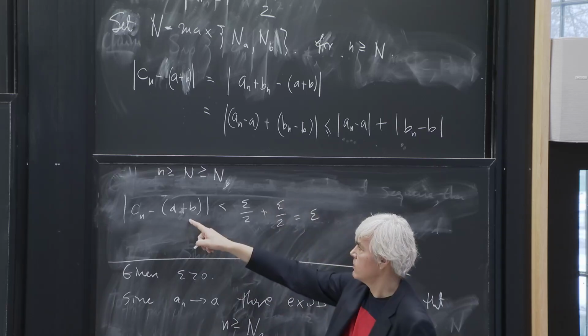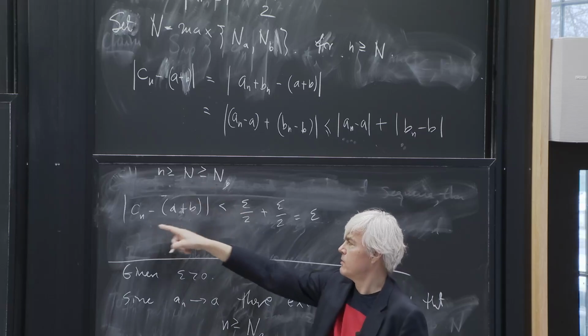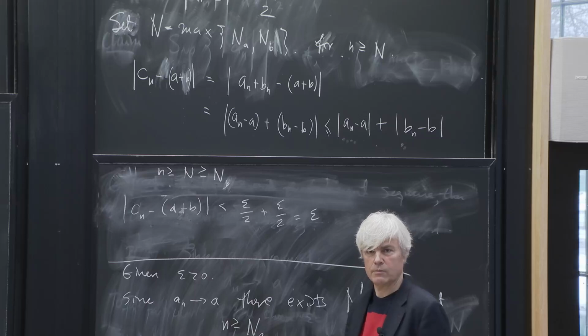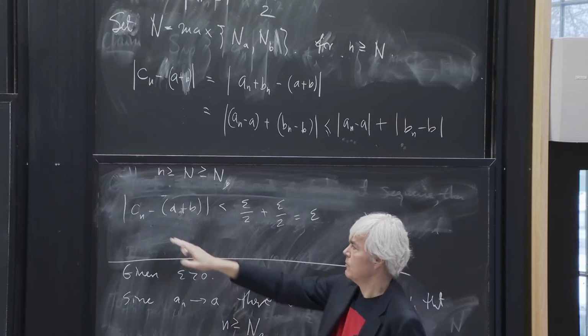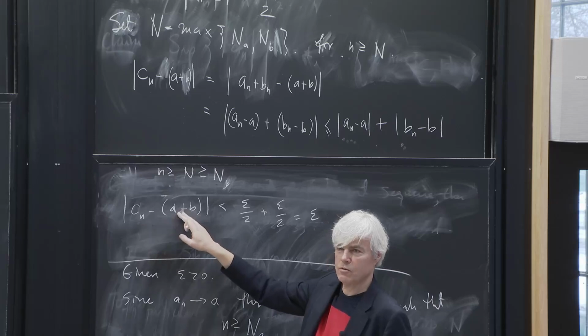So you have that when little n is bigger than this capital N, this difference here is strictly less than epsilon. That's what we needed to prove in order to prove that this sequence, which was the sum of the two sequences, converges to the sum of the limits.